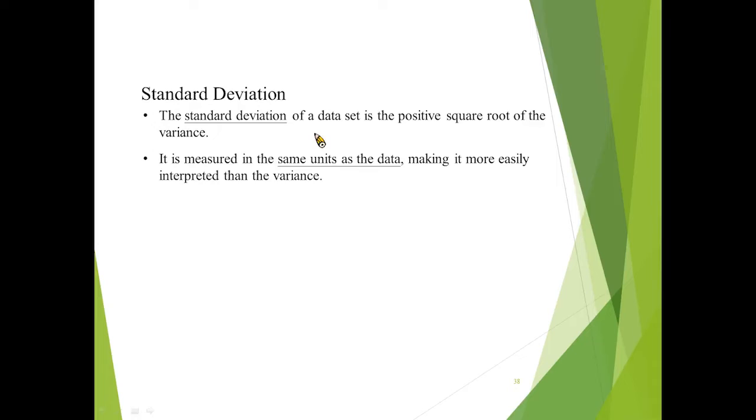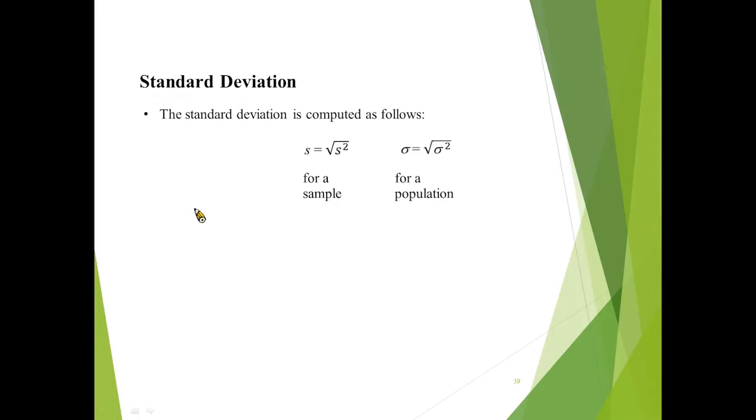Okay, the next one is the standard deviation. The standard deviation of a data set is the positive square root of the variance, and it is in the same unit as the data, which makes it more easily interpreted than the variance. So the standard deviation is computed as follows. You can see this is the formula.